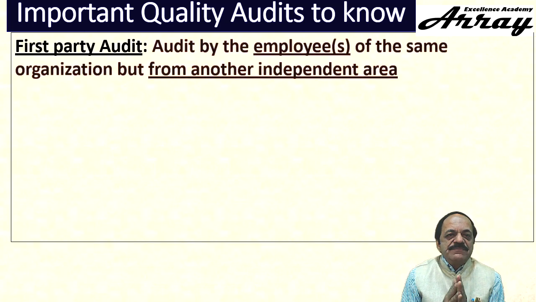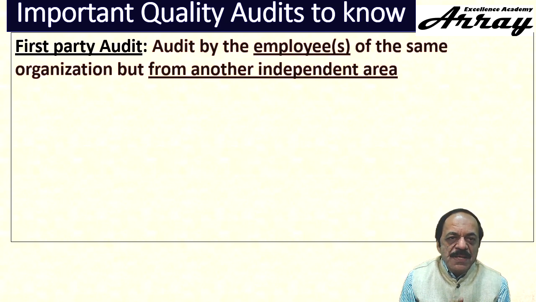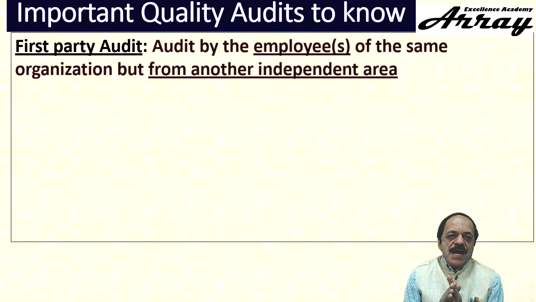Now let us have some more details on QMS audit called the first party audit. Audit by the employees of the same organization but from another independent area is called first party audit or the internal audit. There the employee of the same company does the audit for conformance, but the auditor is from an independent area, not belonging to the same particular department which is undergoing the audit.